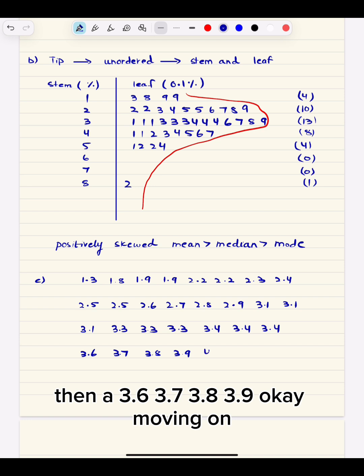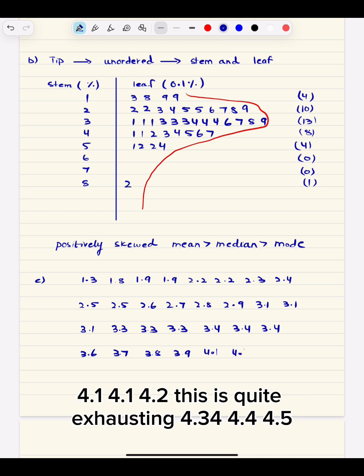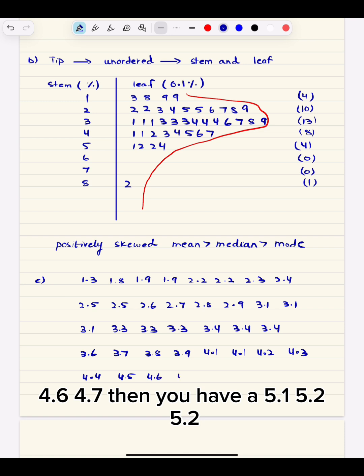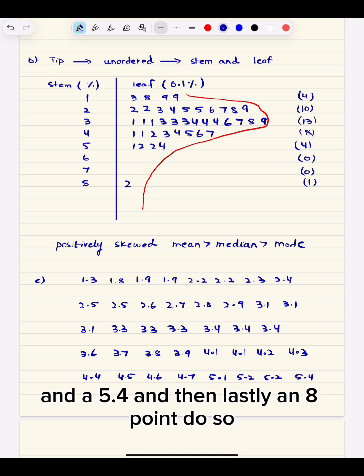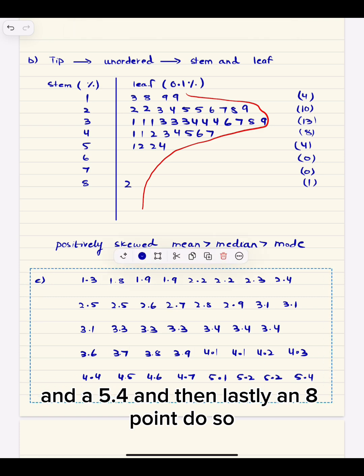Okay, moving on. 4.1, 4.1, 4.2. This is quite exhausting. 4.3, 4.4, 4.5, 4.6, 4.7. Then we have a 5.1, 5.2, 5.2, and a 5.4. And then lastly, an 8.2.